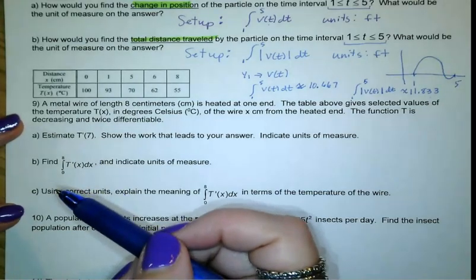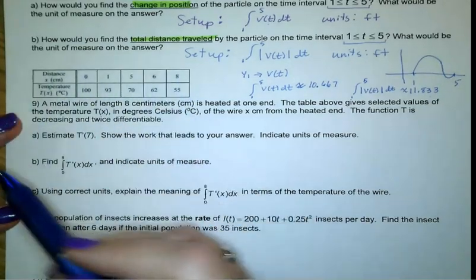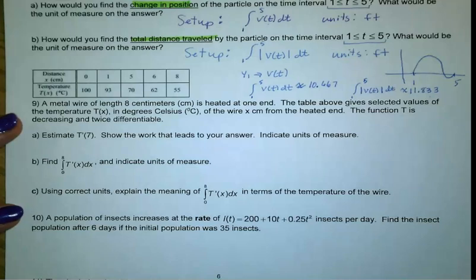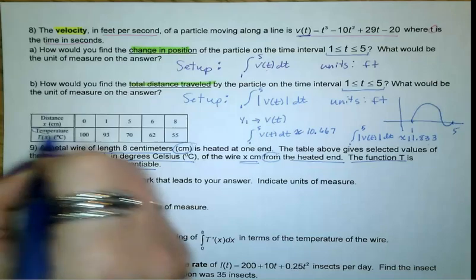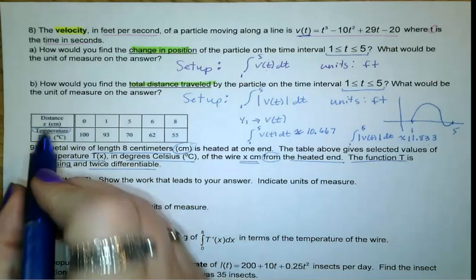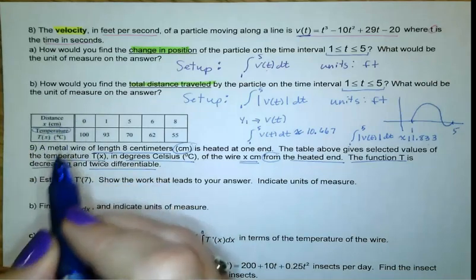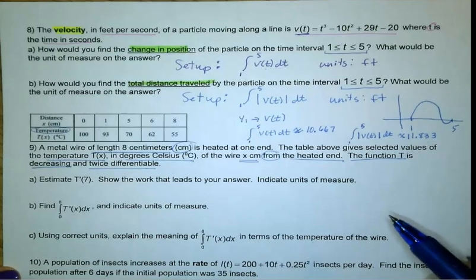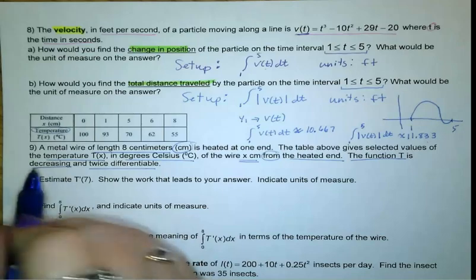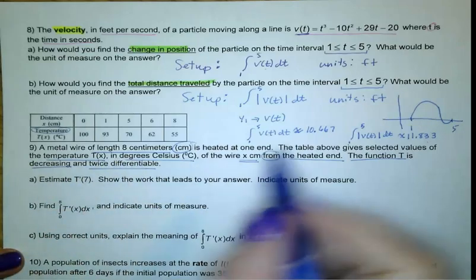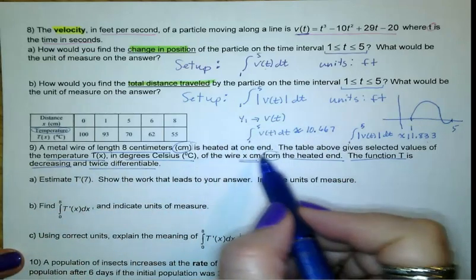All right, so on number 9, this is the table that goes with it. Pause your video for a minute, do your first and second read, and then we will work through parts A, B, and C. Okay, so you've made note that this bottom row is temperature. It's in degrees Celsius, T of X. The distance is in X centimeters, so we definitely have some units here we have to be careful about. And then we have a metal wire of length 8 centimeters, and it's heated at one end.